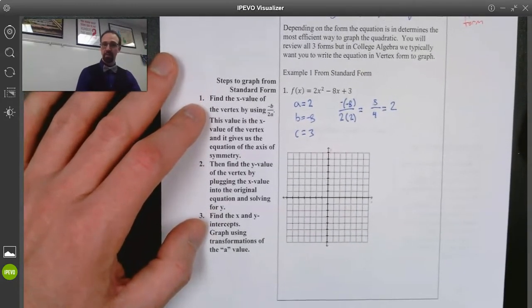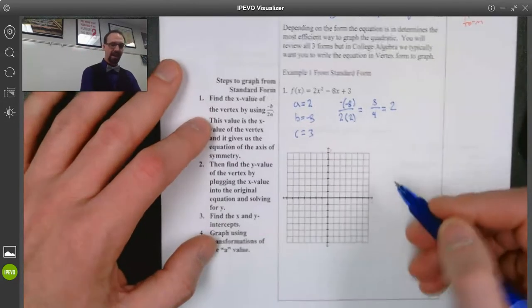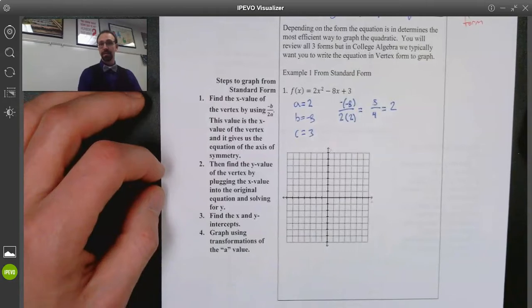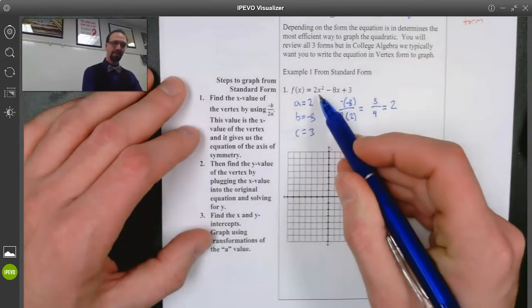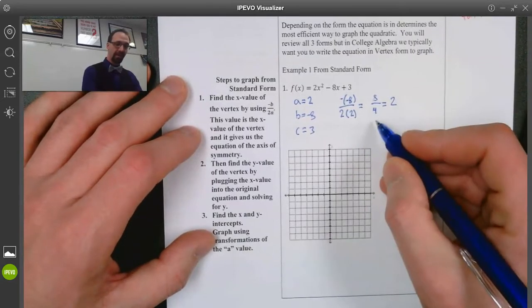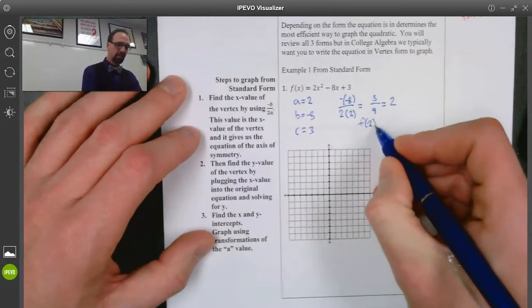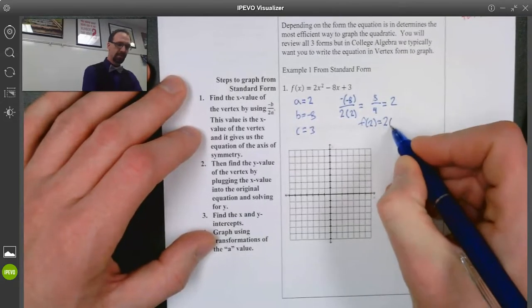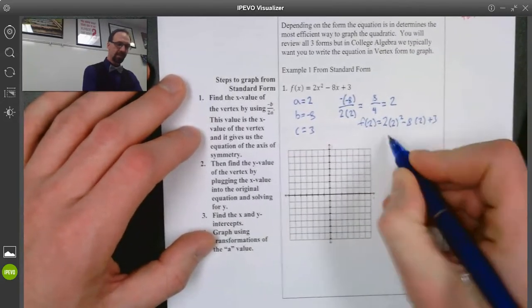It also gives us the equation of the axis of symmetry. Remember, quadratics can reflect, and they reflect over the axis of symmetry. This is the x value, so to find the y value, we're going to plug 2 back into our original equation. So we're going to take f of 2 to find it.